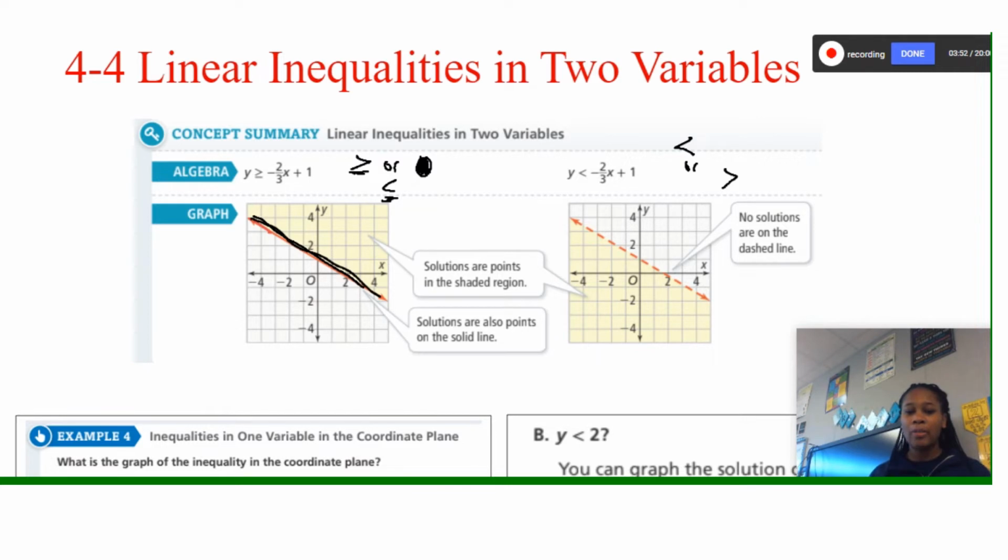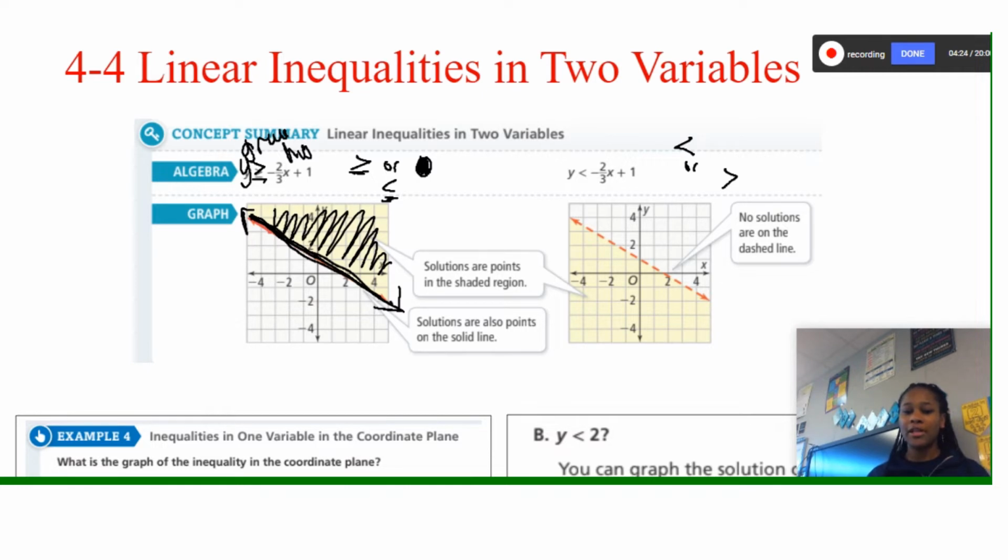So then you want to think about, okay, how do I know which way to shade? If we look at this equation over here, it says that y must be greater than or equal to. If we just focus on that key component, y, the fact that it's greater than or equal to says that we need a solid line. So my line is solid, no dashes. And then it says y needs to be greater. So since y needs to be higher, I'm going to shade above that line. And that's how you do the shading.